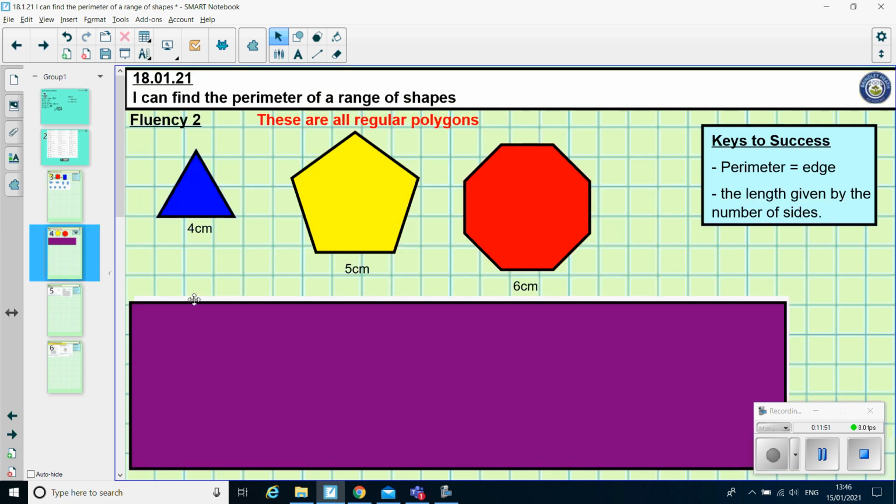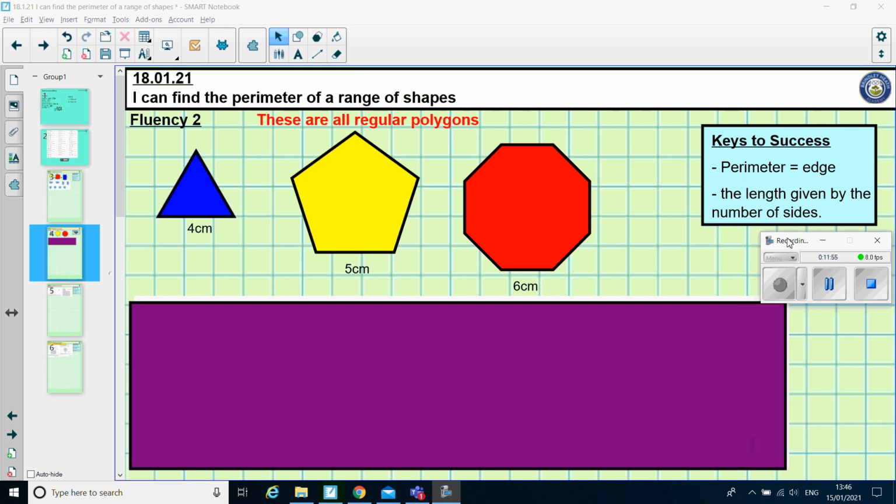Okay, we're now going to have a look at our Fluency 2. So we're still finding the perimeter of shapes, but this time they're not squares and rectangles. Okay, we've got some other shapes, but just something to note here. It says these are all regular polygons. Okay, I'd like you to pause the video now and see if you can remember what a regular polygon is.